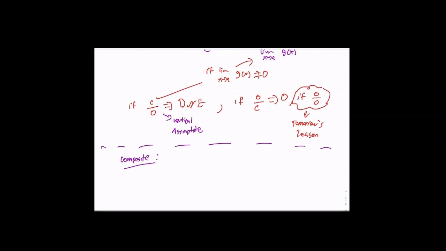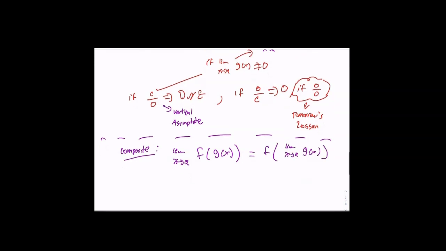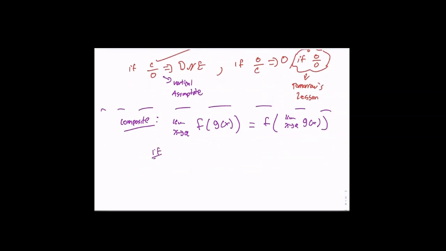For the composite, it says that we have the limit as x approaches a of f of g of x is equal to f of the limit as x approaches a of g of x, if f of x is continuous at g of a.